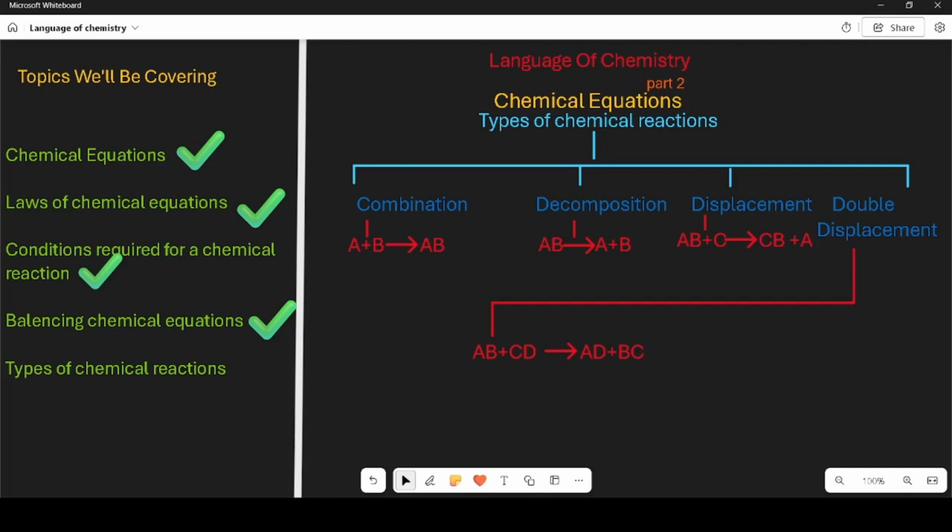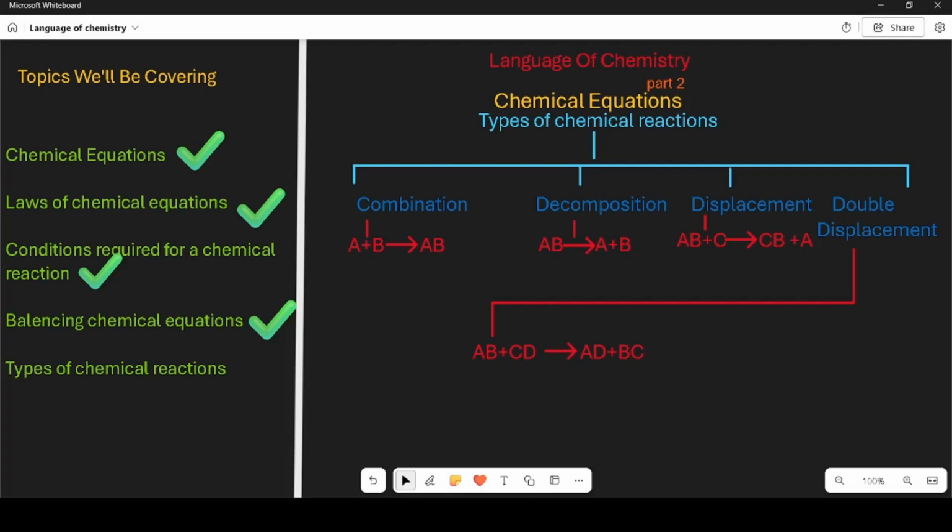Decomposition reaction. The reaction in which a single compound splits into 2 or more simpler substances is known as a decomposition reaction. The most common example for decomposition reaction is electrolysis, where we use electricity to decompose water into hydrogen and oxygen.